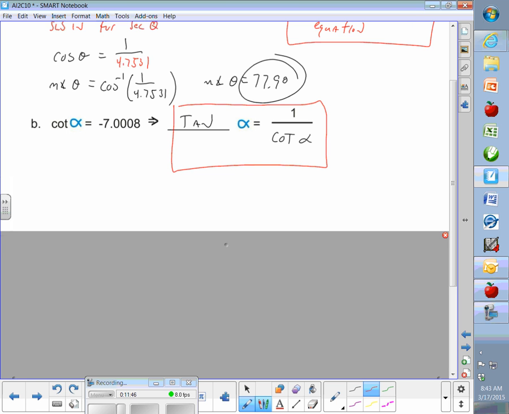Why do we have to do this? Because we don't have a cotangent button, because we don't have a cosecant button, because we don't have a secant button. And rightly so, we don't need them. Okay, go ahead and finish it. See if you can finish it, reproduce what we just did, see if you can come up with the measure of the angle.